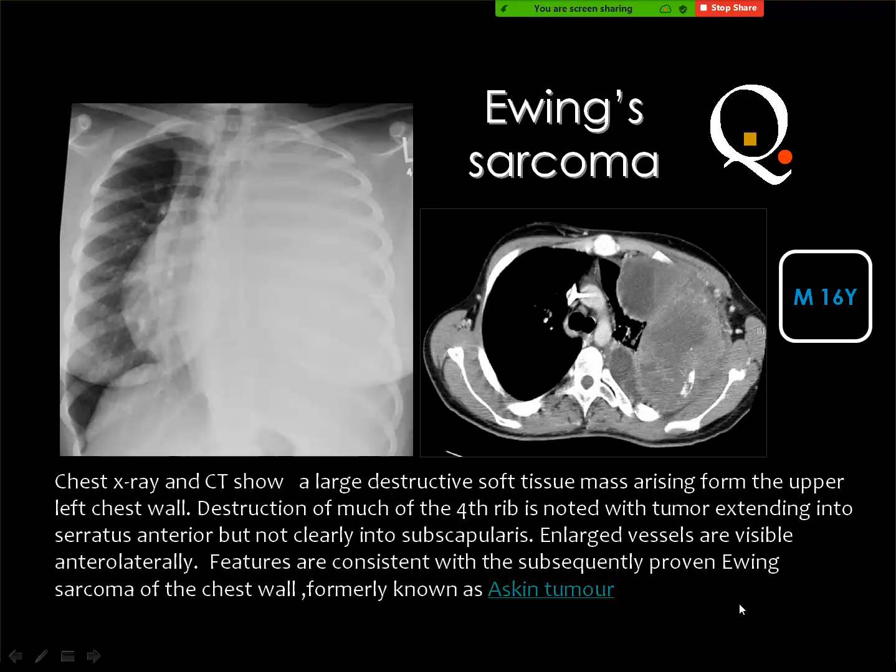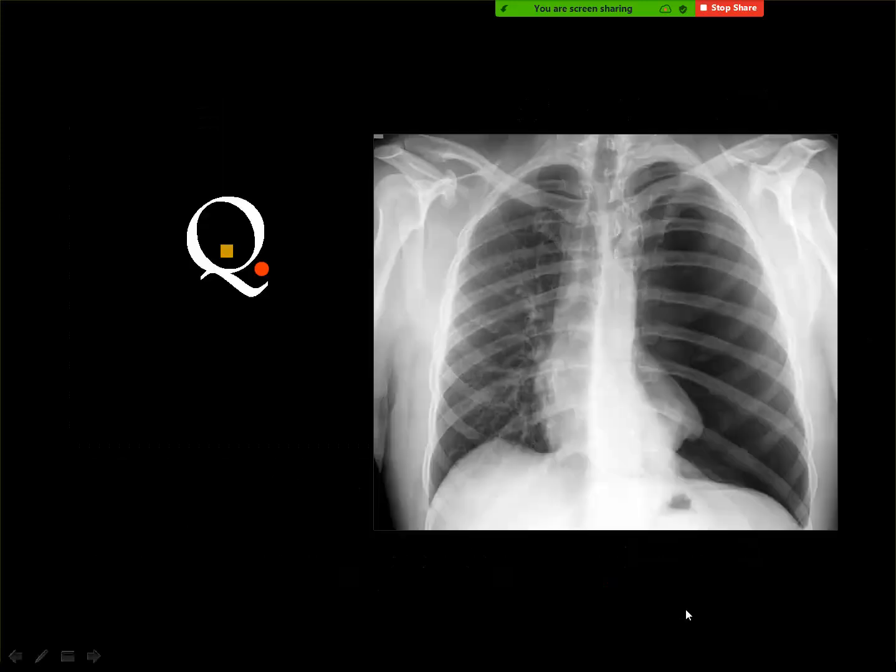But we are still confined to the rule that says if you got a mass, and this is actually a mass of the chest wall, not a mass in the lung, because it is almost centered on the chest wall, then you think of Ewing sarcoma instead of bronchogenic carcinoma.